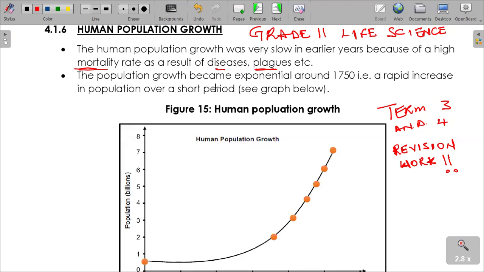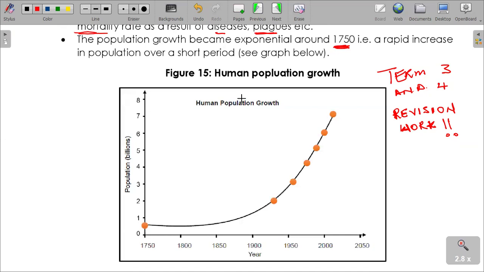So population growth became exponential around the 1750s. The rapid population increase over a short period of time, which we call exponential growth, took place around the 1750s. And then we need to look at the various reasons which might have contributed to that rapid population growth. On the board here, I just posted a graph that shows human population growth, and the total population in billions.